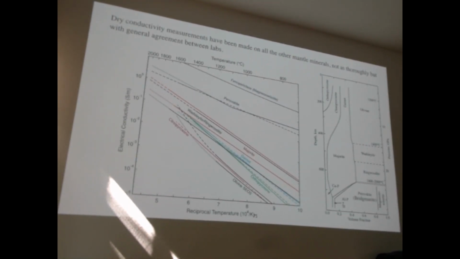And you can do this for all the other minerals. This is silicate perovskite. You can see that it's orders of magnitude more conductive than olivine. This is majorite here, and then this is magnesiowüstite, which is really conductive. But because it forms discrete crystals, it's a small fraction of the lower mantle, so it's the perovskite that determines the conductivity.